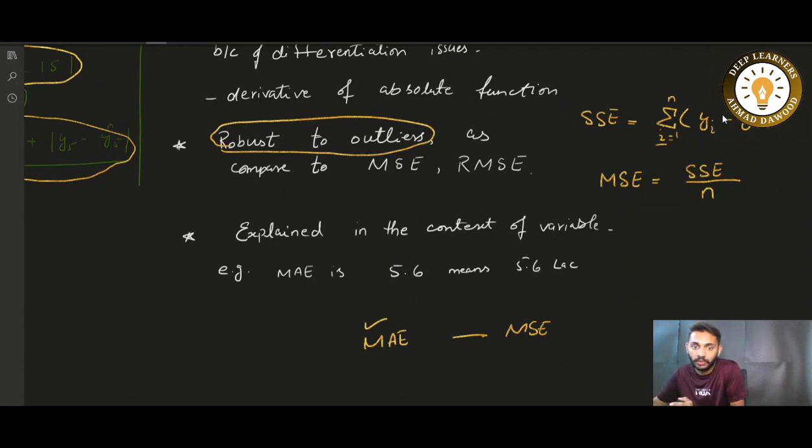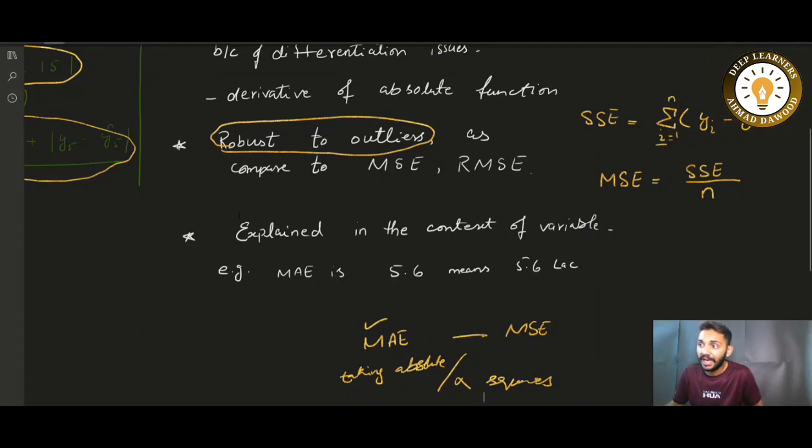MAE is robust to outliers due to the nature of taking the absolute value. It doesn't take squares to neutralize the signs; it takes the absolute. Now we have an idea why it is robust to outliers. Now we will see another advantage.